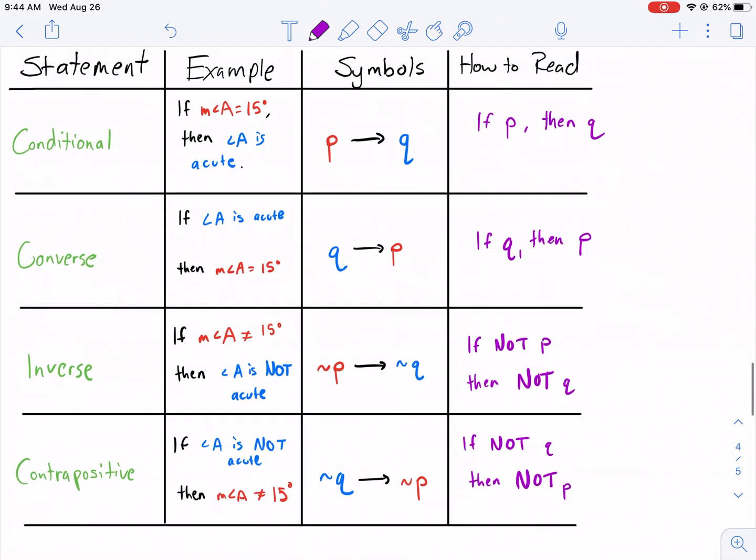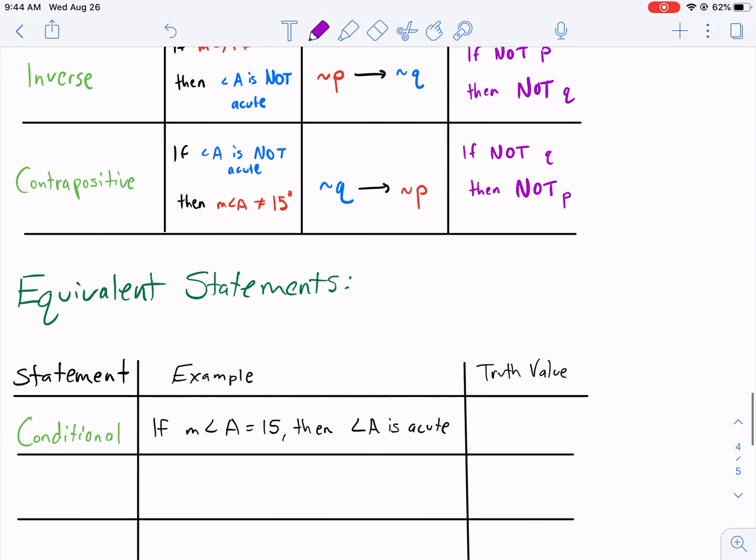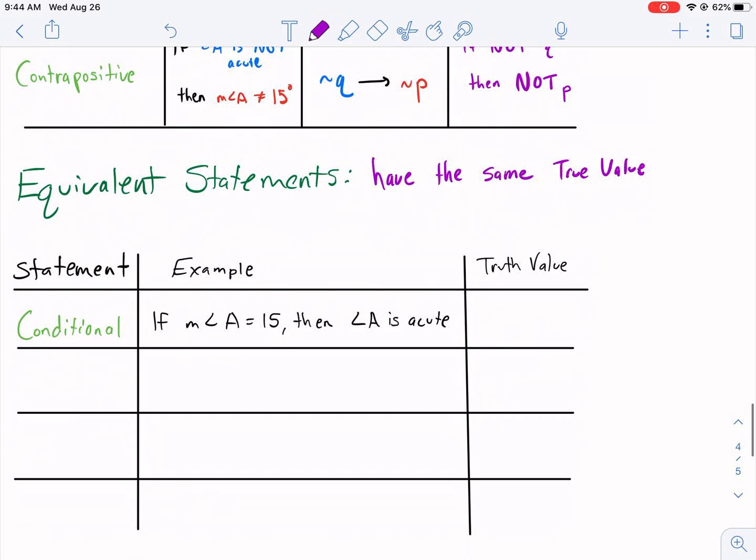So that's our table. This is really important. This is kind of like the foundation of conditional statements and logic and reasoning. So make sure you understand and you have this written down. Moving on. So, equivalent statements. Equivalent statements have the same truth value. Remember, truth value is either true or false. And we're going to understand if it's true or false.